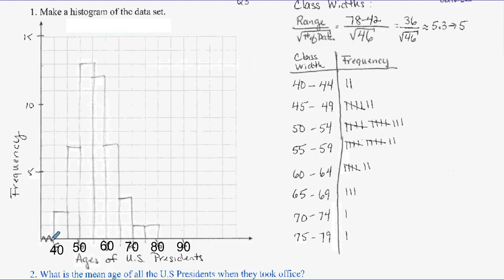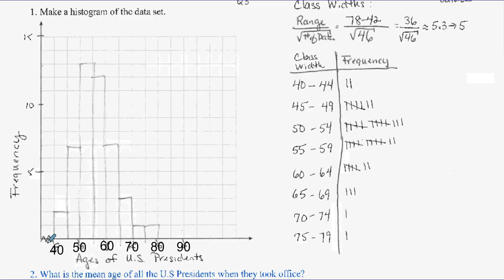So our first one, this is from 40 up to 45, not including it. There's our frequency of 2. Here's our next one, 45 up to 50. Here's our frequency of 7, and so on and so forth. So we can see the frequencies based in each bin for the class width on our histogram.